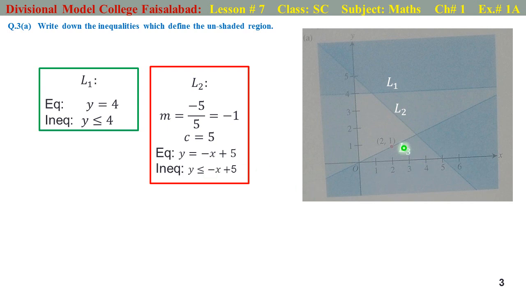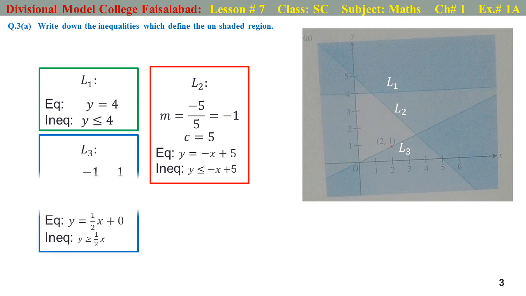Line L3 is passing through this point and the origin, 0, 0. Its y-intercept is 0, and for its gradient, from this point to this point, we rise 1 unit downward and then run 2 units to the left side. Both rise and run are negative. Rise is -1 and run is -2. -1/-2 means it is 1/2, and its y-intercept is 0, because this line cuts the y-axis at 0. So its equation will be y is equal to 1/2 x plus 0.